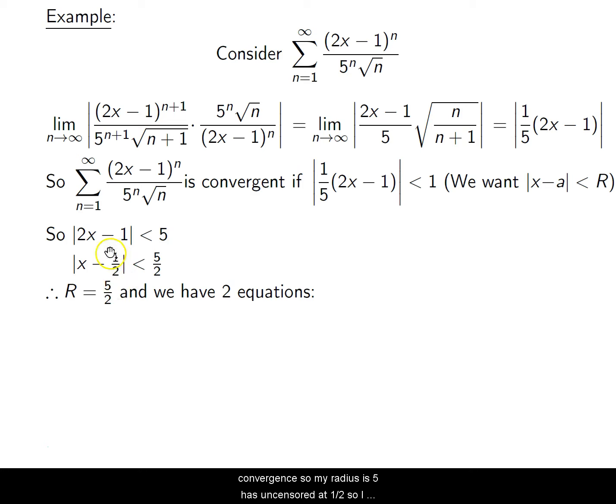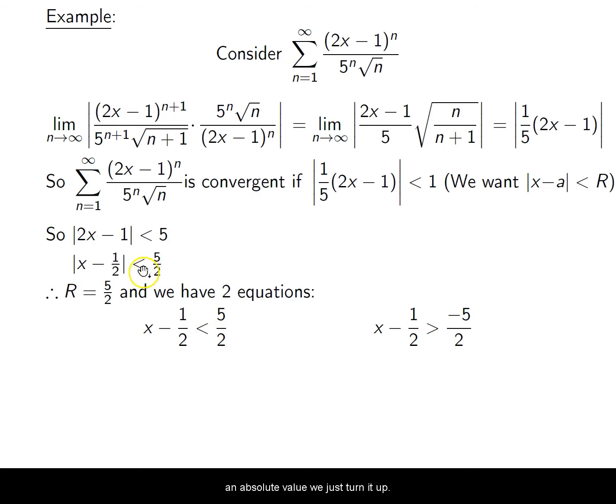I'm centered at 1/2. So I need to say if I'm at 1/2 and I add 5/2 over here and subtract 5/2 over here, what values do I have? So I'm centered at 1/2 and have a radius of 5/2. What are those endpoints going to be? To do that, we just set up an equation, right? This is an absolute value. We just turn it into 2 separate equations.